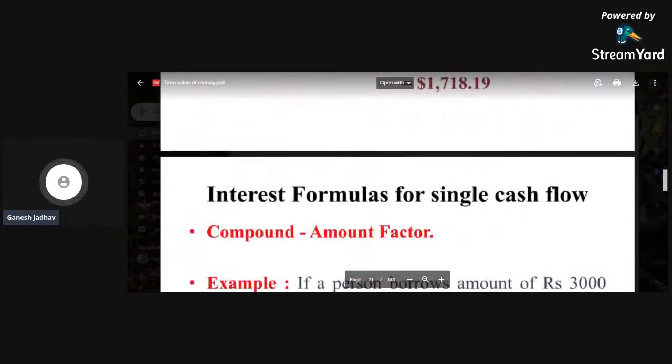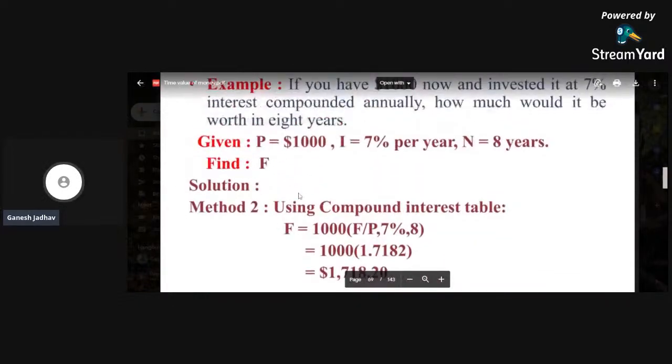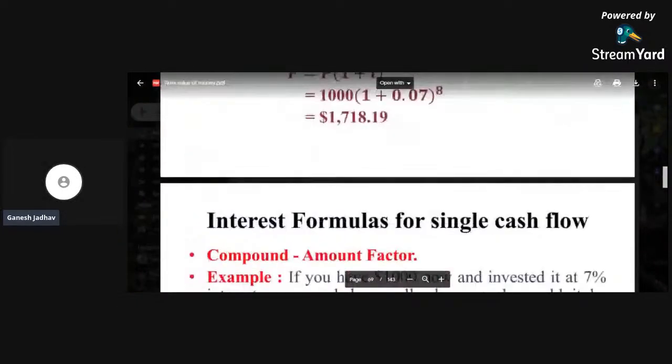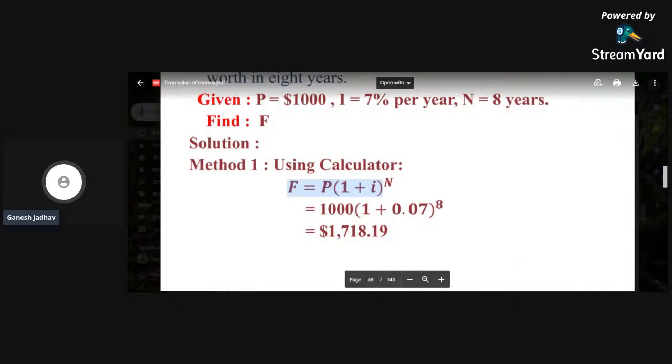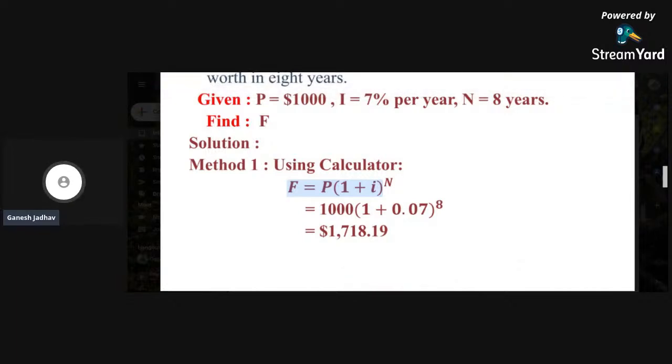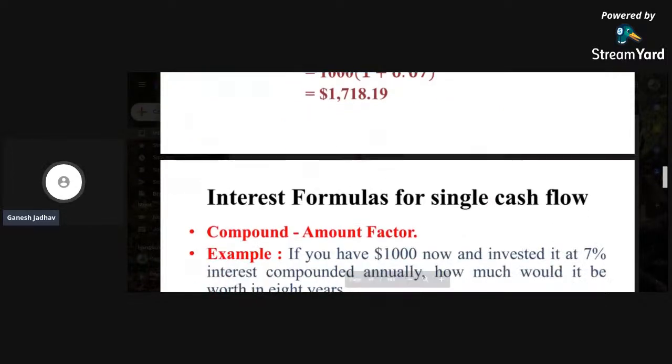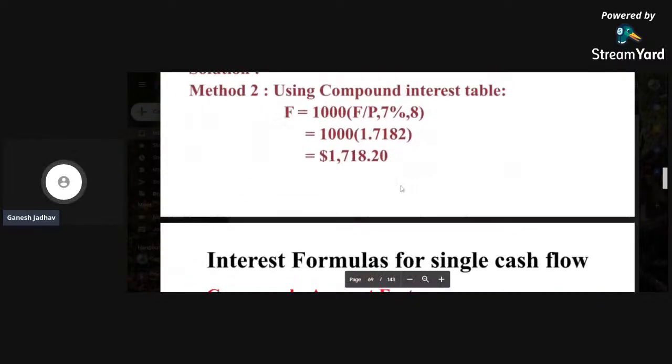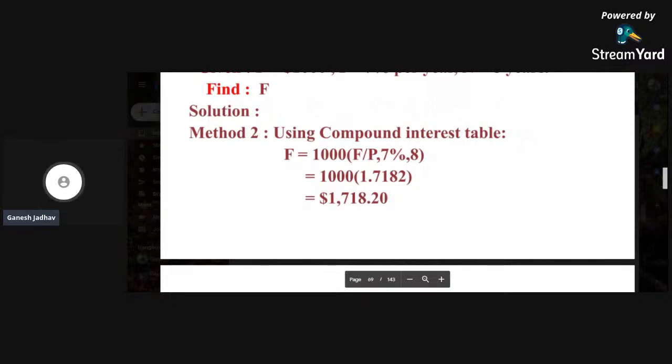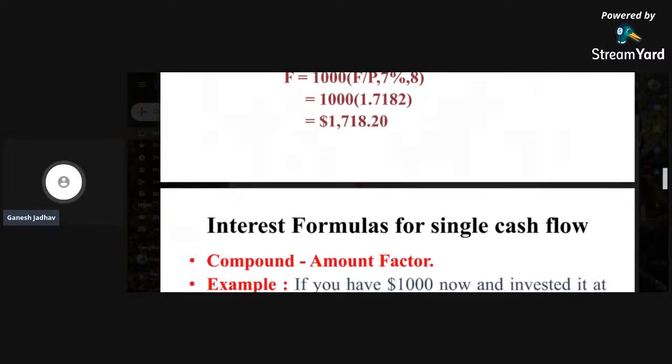Okay, so this is very simple. You can use this particular formula: future amount is equal to P plus P in bracket 1 plus i raised to n. Okay, using the calculator, or you can take the amount directly from the above method.